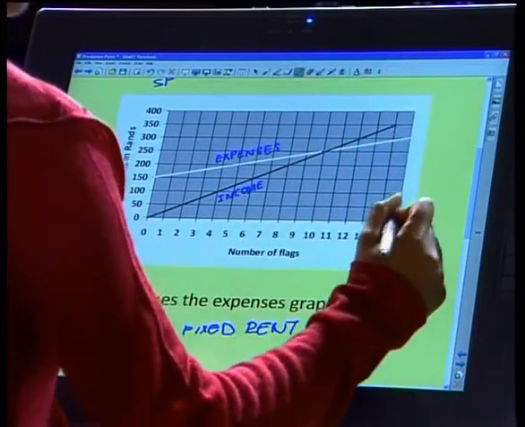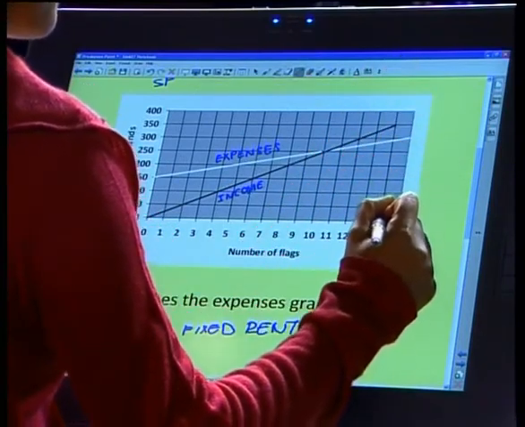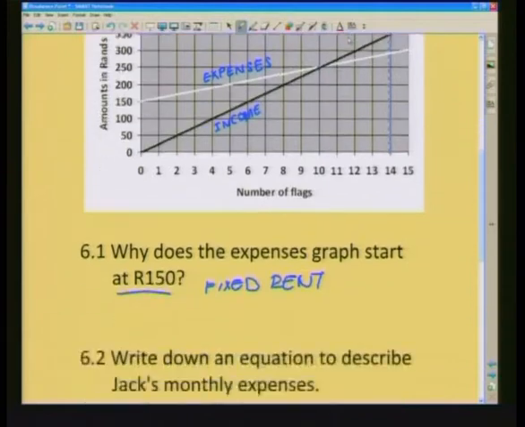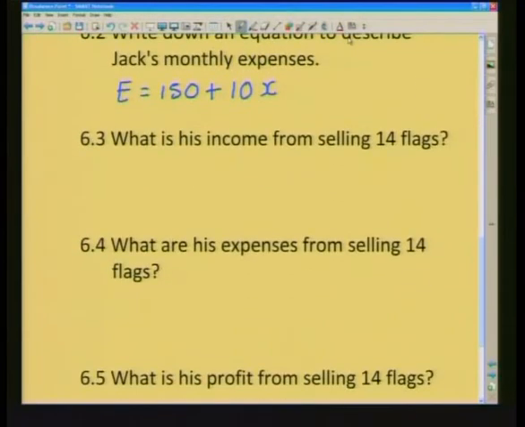money he's getting. So from 14, we extend a line until it hits the graph that describes income, which is the graph in black, and then we're going to read across. And we see that when he sells 14 flags, his income is 350 Rand. So his income from 14 flags is 350 Rand.